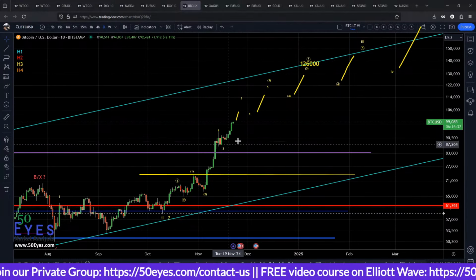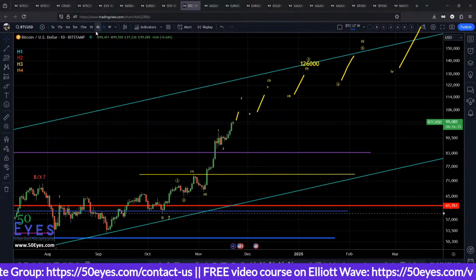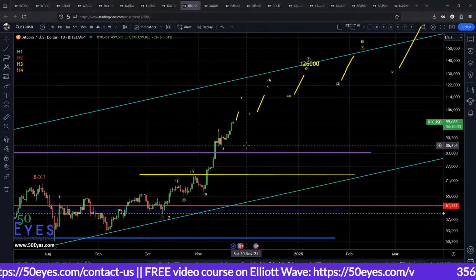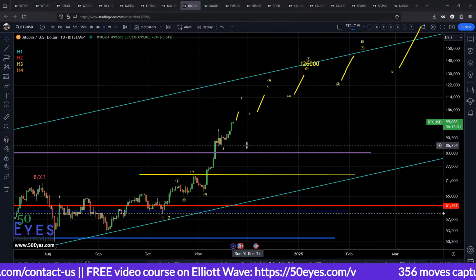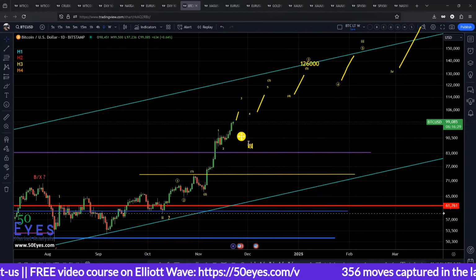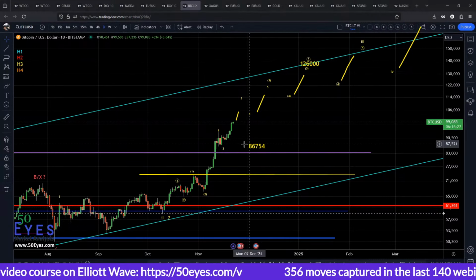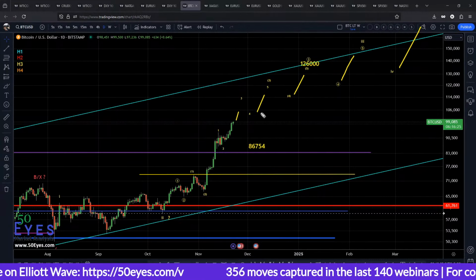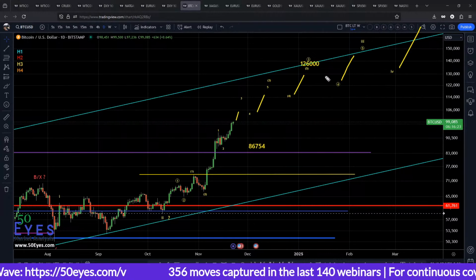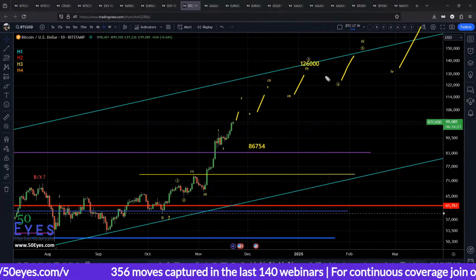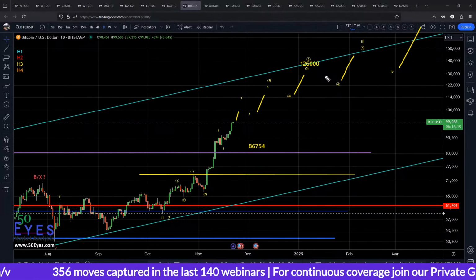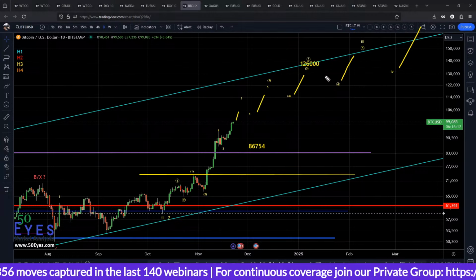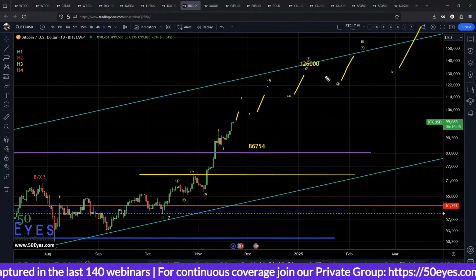And invalidation of all this count, not actually short-term, the daily count, will be if we see a move below 86,754. That will be a sign that something else is going on, perhaps, and we need to update the count or book the losses depending on where you entered the position. I'm not long on BTC, by the way. I'm not trading it.